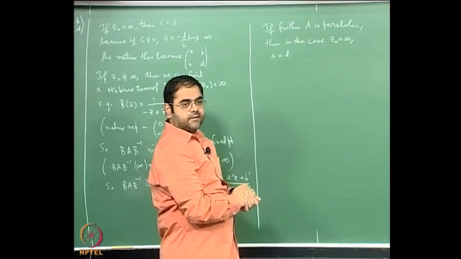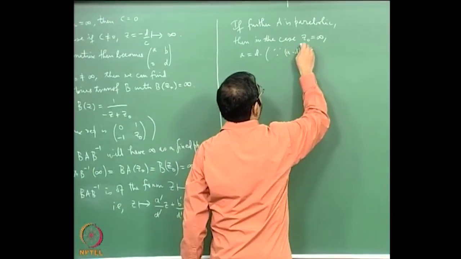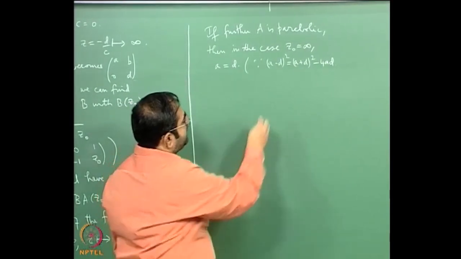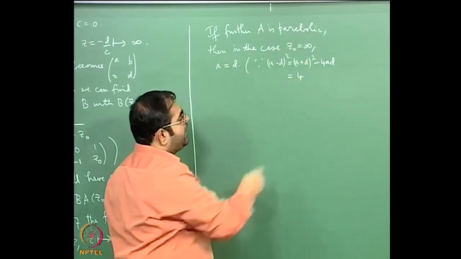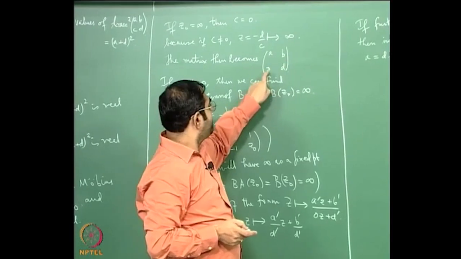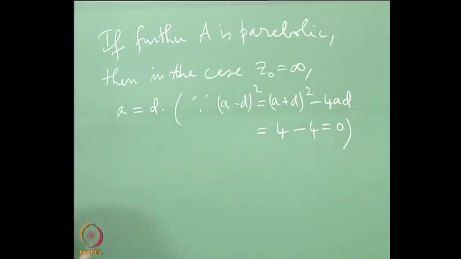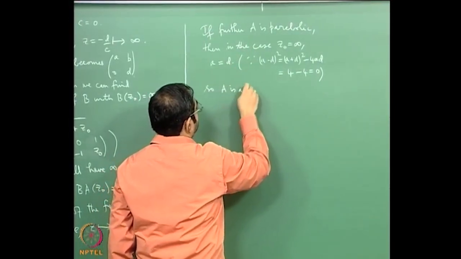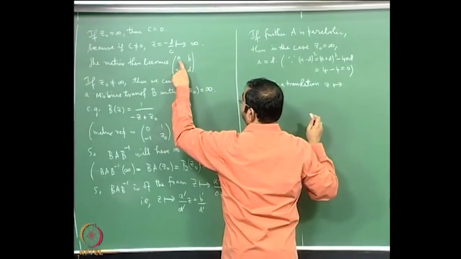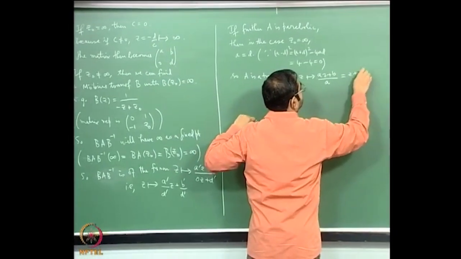And you know why this is true, because, as I explained in the last lecture, a minus d the whole squared is a plus d the whole squared minus 4ad. If it is parabolic, a plus d the whole squared is 4, and ad minus bc is going to be 1, but c is 0, so ad is 1. So this is going to be 4 minus 4, so it is going to be 0, so A will be equal to D. And so A is a translation, namely z going to az plus b by d, which is just the same as z plus b by a.